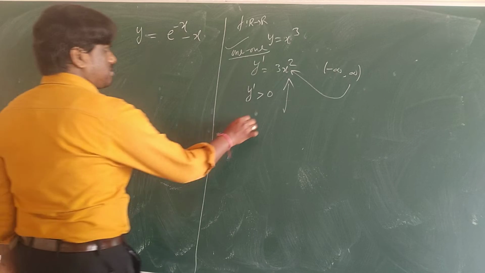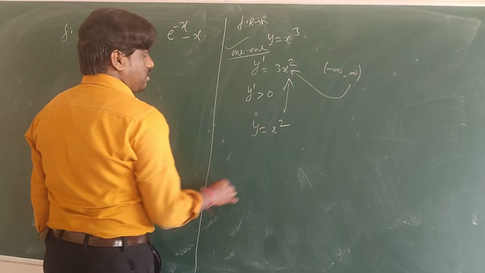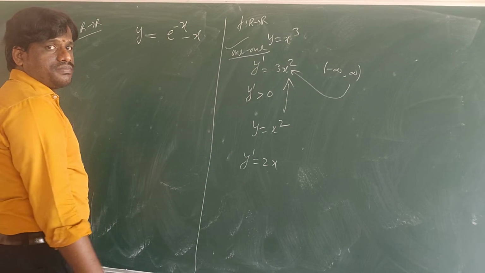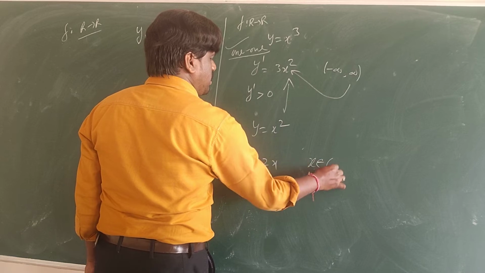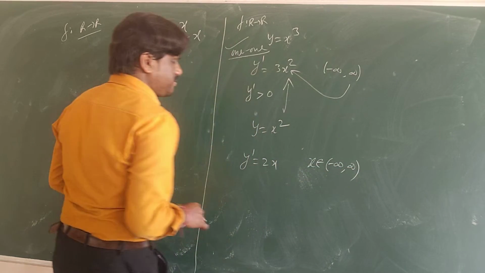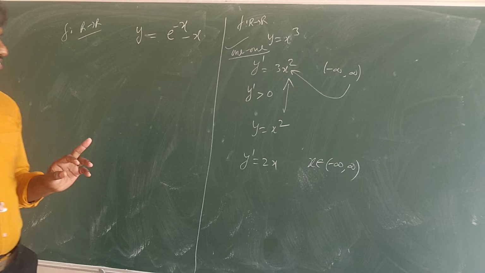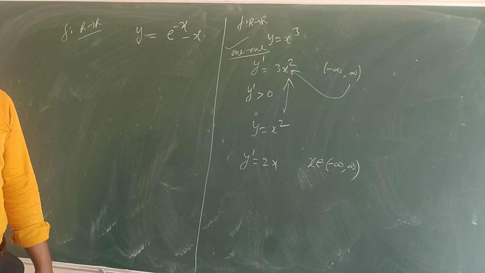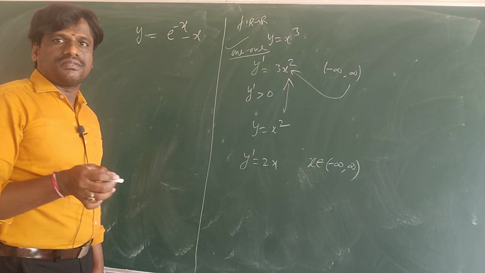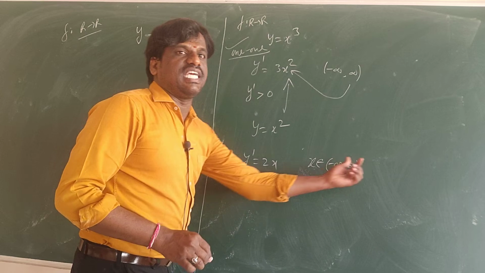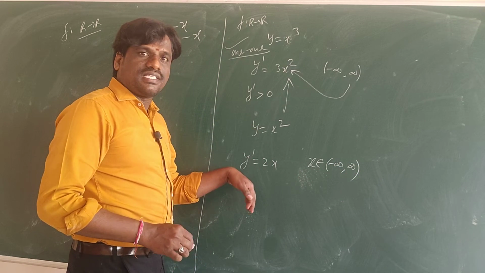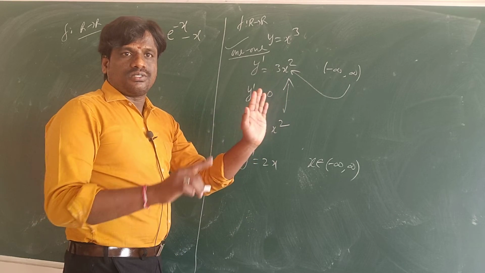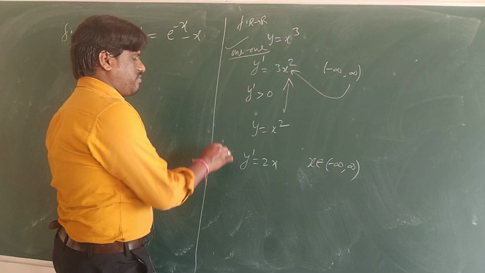Now y is equal to x square. What is the differentiation of this function? 2x. And if I keep x from minus infinity to plus infinity, what will I get? Both positive and negative. Why? If I keep minus infinity to 0, at that time it is decreasing. When I keep 0 to infinity, it is increasing. So both things happen. So this is not 1-1.